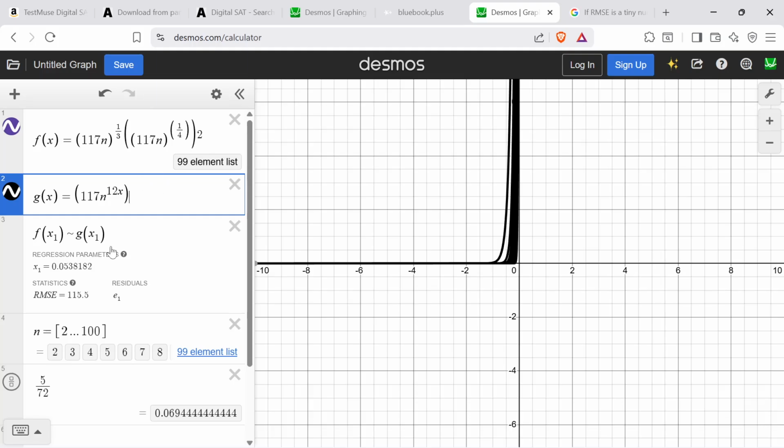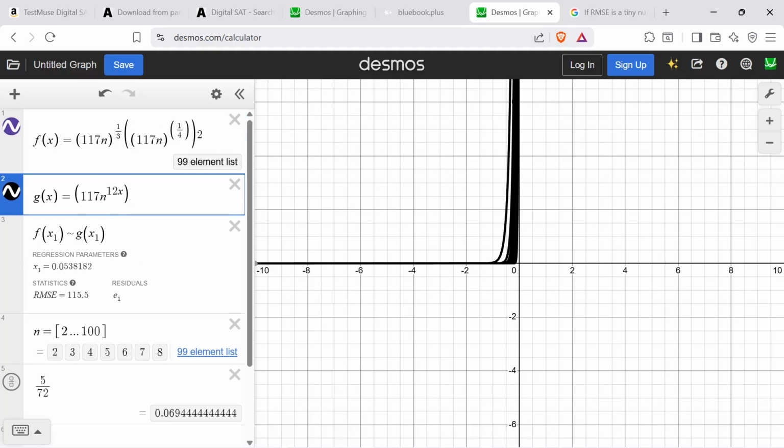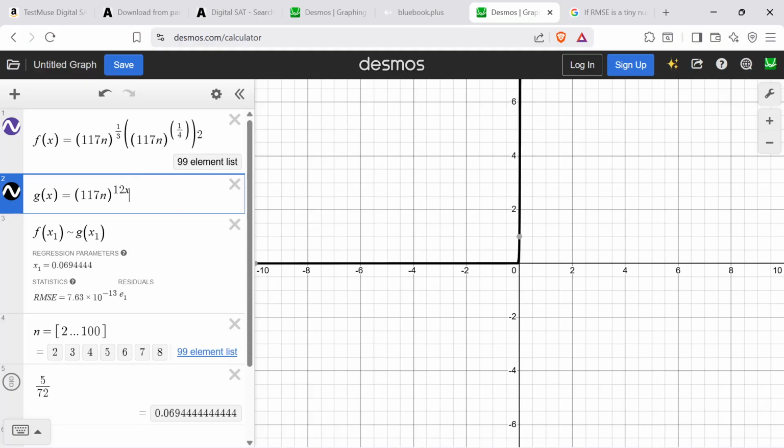Now, you might have gone wrong if you wrote 117n to the 12x like that and you forgot the parentheses. Now only n is raised to the 12x, and you're going to get a wrong answer for the x value. So you've got to make sure that you have your parentheses set up right, because the whole thing, 117n, is raised to the 12x, not just the n part. And it goes for everything. You've got to make sure your parentheses are set up right.